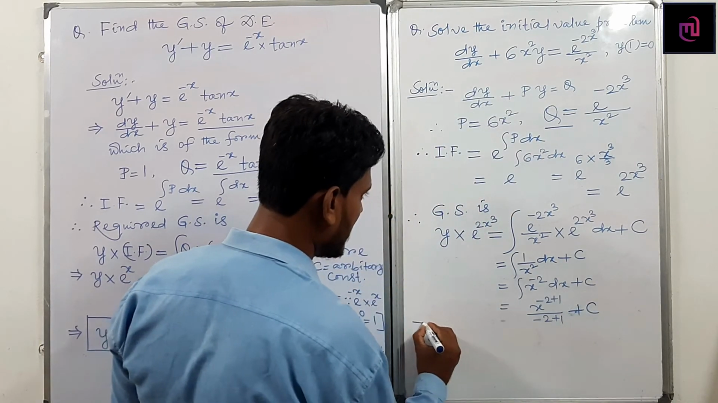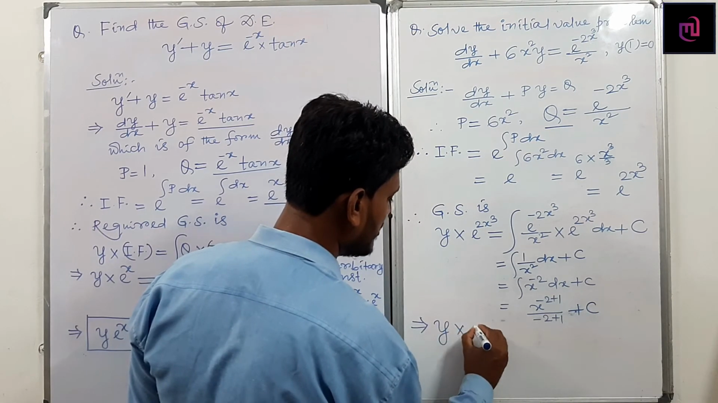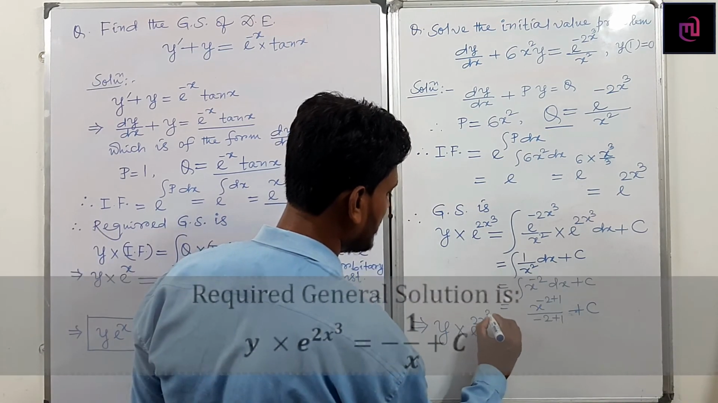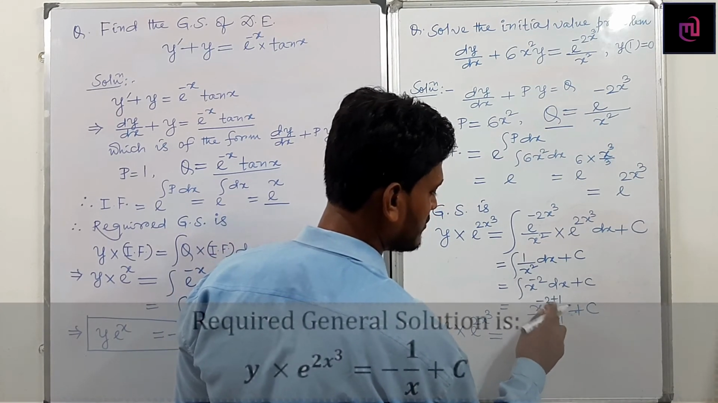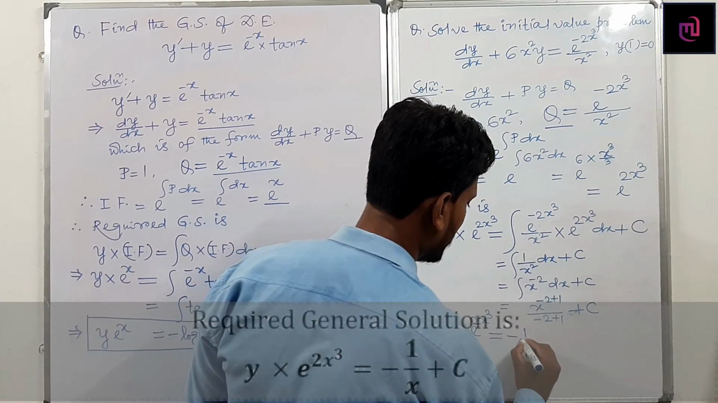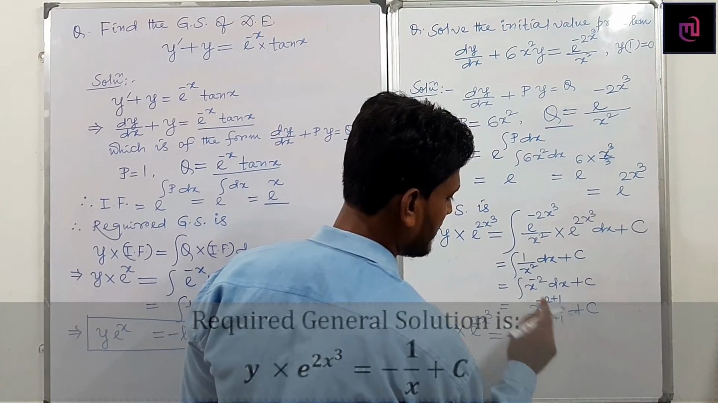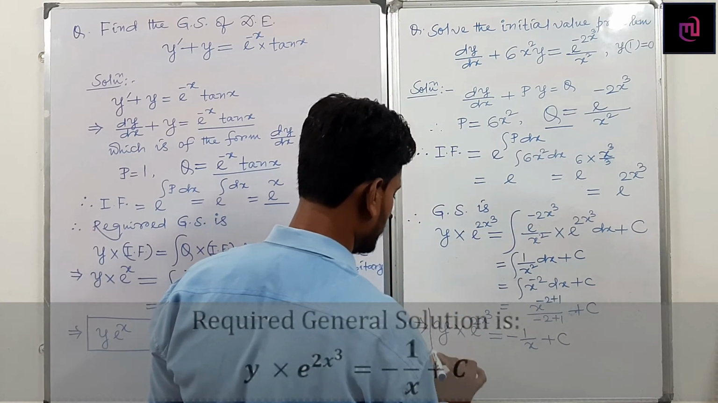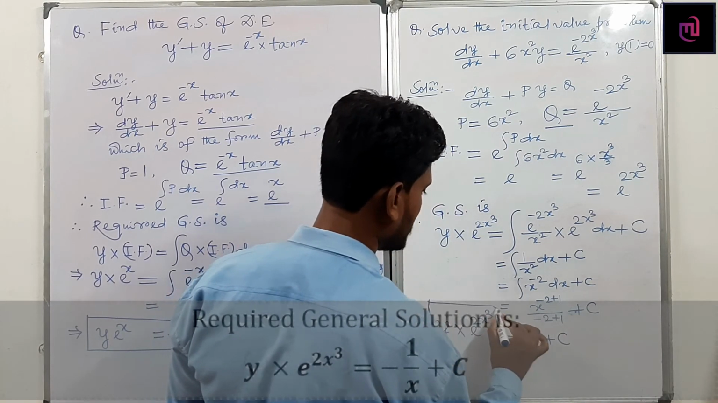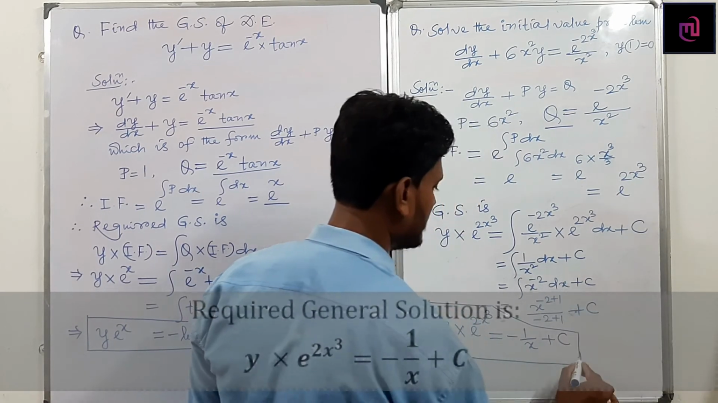So finally we can write what is the required general solution? Y into e to the power 2x cube equals to, so here this is minus 1, here this is x to the power minus 1. So finally we will write 1 minus 1 by x. This is minus 1, here it is x to the power minus 1 plus c. So this is the required general solution. This is the required general solution of the given differential equation.